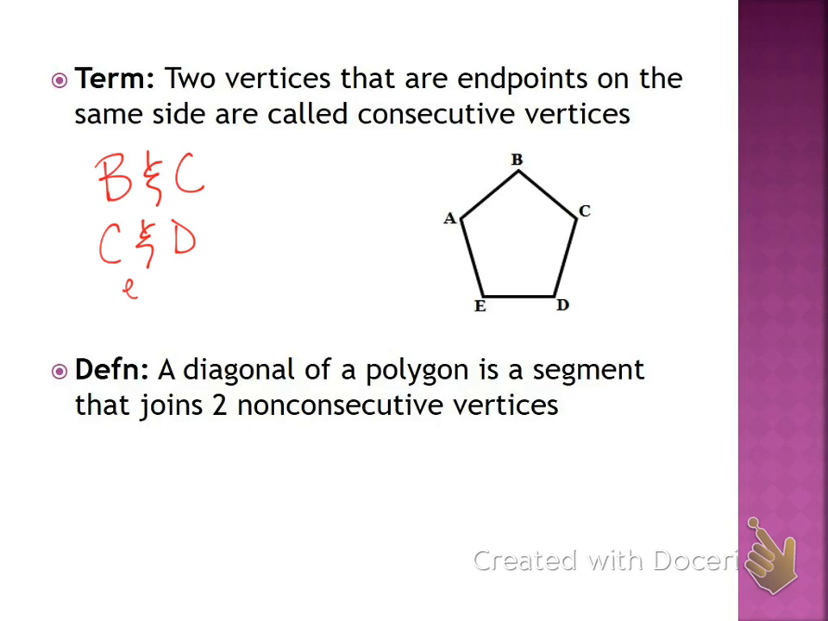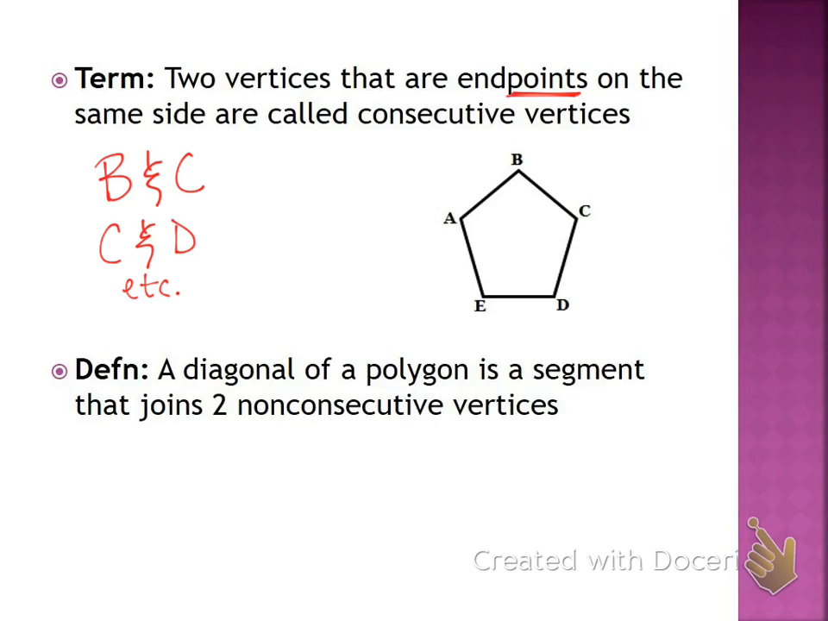Okay, so I'll just put etc. They've got to be part of the same line segment. So C is consecutive to both B and D. Remember, vertices are points. So if you're naming vertices, you should only be using one letter.